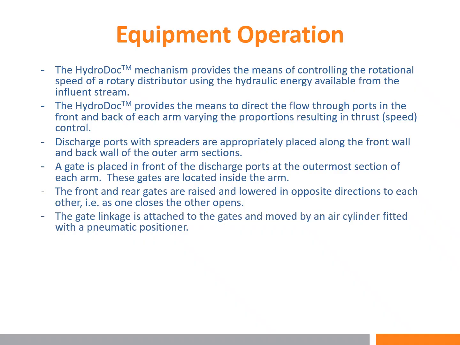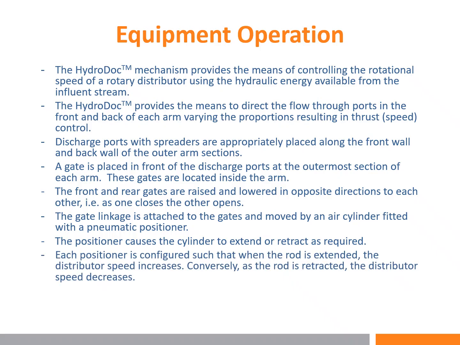The gate linkage is attached to the gates and moved by an air cylinder fitted with a pneumatic positioner. The positioner causes the cylinder to extend or retract as required. Each positioner is configured such that when the rod is extended, the distributor speed increases. Conversely, as the rod is retracted, the distributor speed decreases.